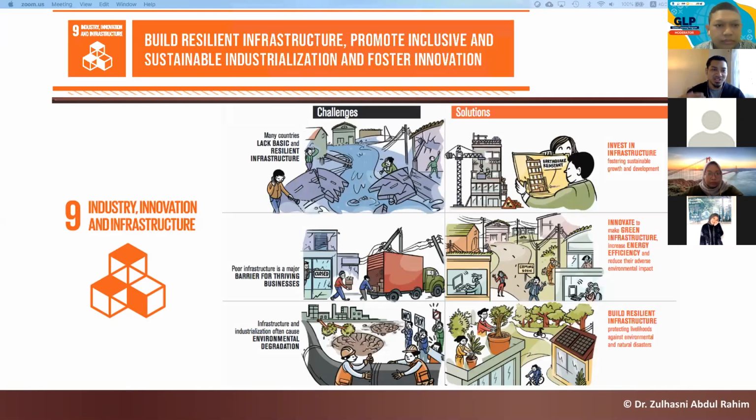As we know, this is the goal of SDG 9. We want to move more specific. What will be the challenges, such as lack of basic infrastructure? Now everybody uses the internet, so the internet has also become a key resource for us in education, in businesses, and so on. Then we have challenges of poor infrastructure, poor maintenance, and we also compromise our environment for our profit.